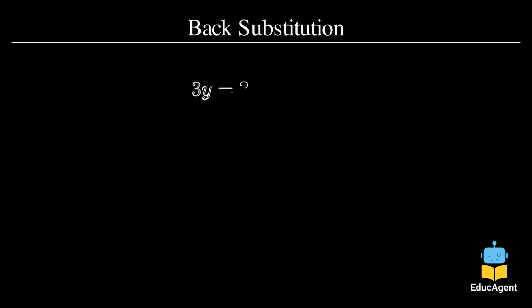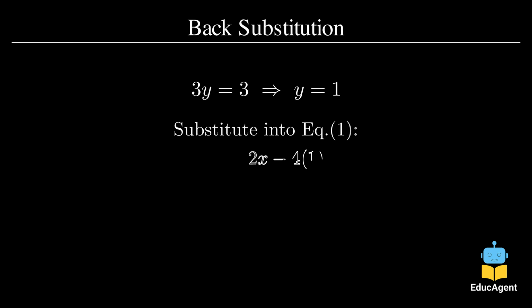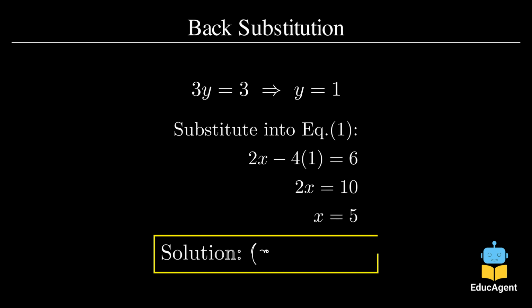From the second equation, y is 1. Substitute y equals 1 back into equation 1 to find x equals 5. So, the intersection point is 5, 1.